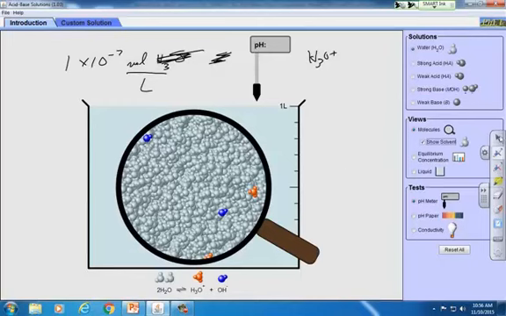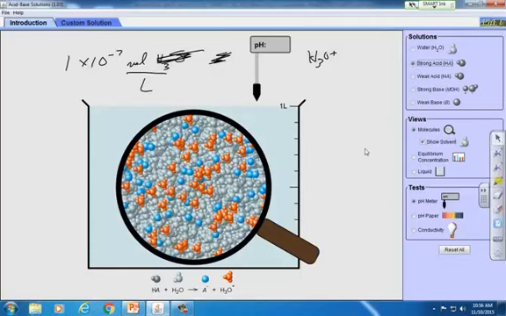So that's the concentration of H3O plus and the concentration of OH minus in water. So what if instead of having water, I add a strong acid? What's going to happen? Well, I'm going to get a lot more H3O plus. And I'm not going to have really any significant amount of OH minus. I will have some, but probably not a very measurable amount.